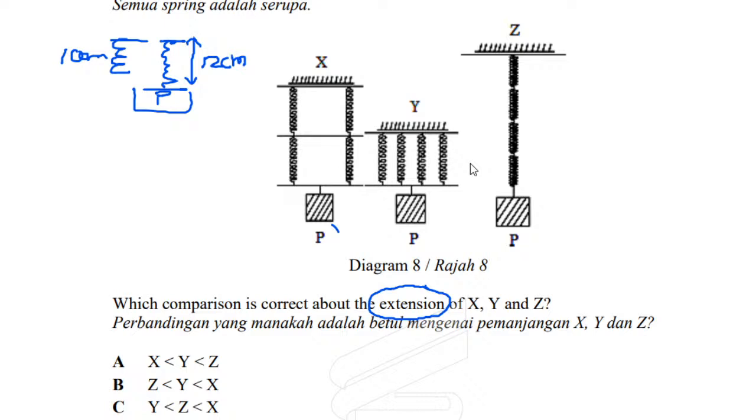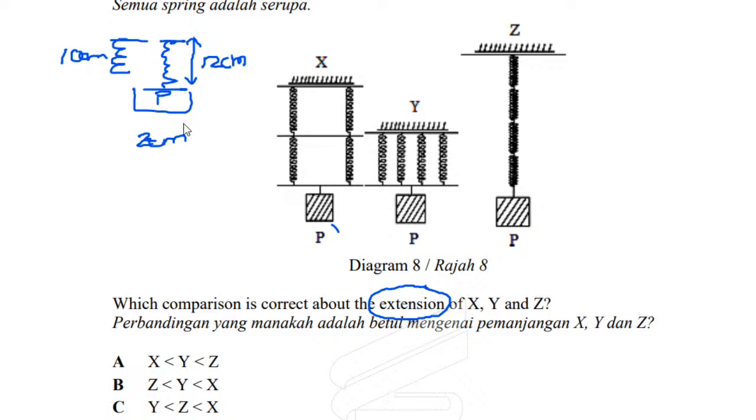Okay, come, we try. So maybe we look at Z first. Z will be the easier one. If, let's say, the initial length of the spring is 10 cm. When P is hung on the spring, the spring becomes 12 cm. So it means that the extension of the spring is 2 cm, right? 2 cm if P is attached.